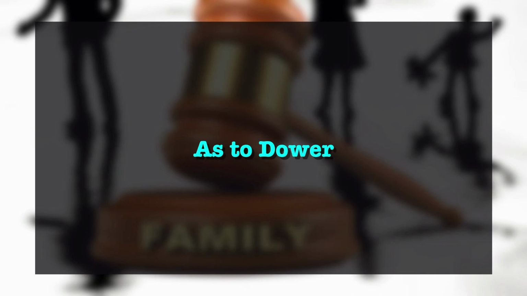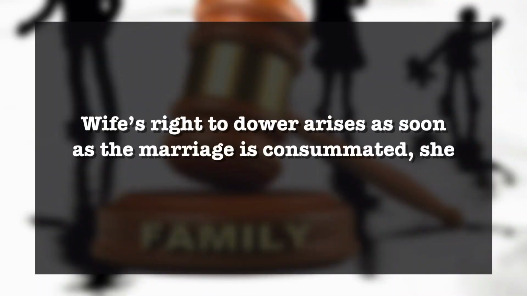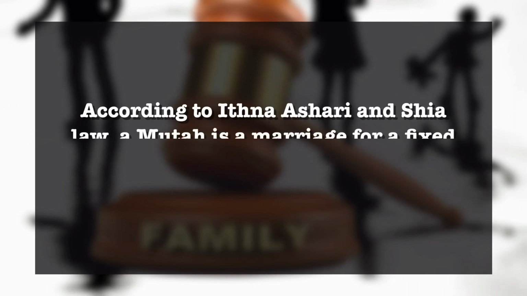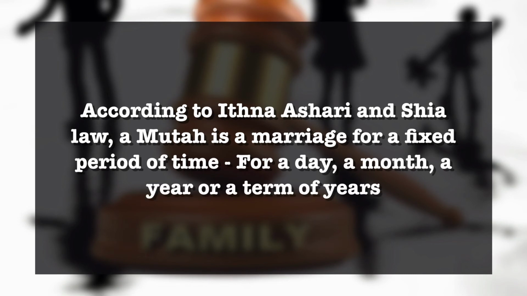As to dower, mutta being a short-term contract, the element of dower is rightly emphasized. The dower must be specified, otherwise the contract is void. The wife's right to dower arises as soon as the marriage is consummated. She can claim the whole amount. But if she chooses to abandon the husband before the end of the fixed period, she must suffer a proportionate cut in the dower. According to Ithna Ashariya and Shia law, a mutta is a marriage for a fixed period of time. It may be for a day, a month, a year, or a term of years.